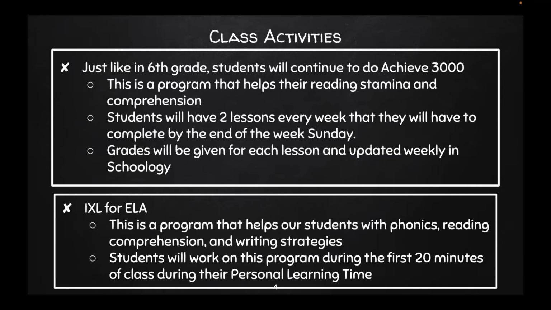So our activities, just like in 6th grade, students will continue to do Achieve 3000. That helps their reading stamina and comprehension. They'll have 2 lessons every week that they will have to complete by the end of the week on Sunday. And then grades will be given for each lesson, and they will be updated in Schoology weekly, so you could check in on how well they're doing. It also gives us a grade level that they are reading at, and it helps us to know what they need to be working on.